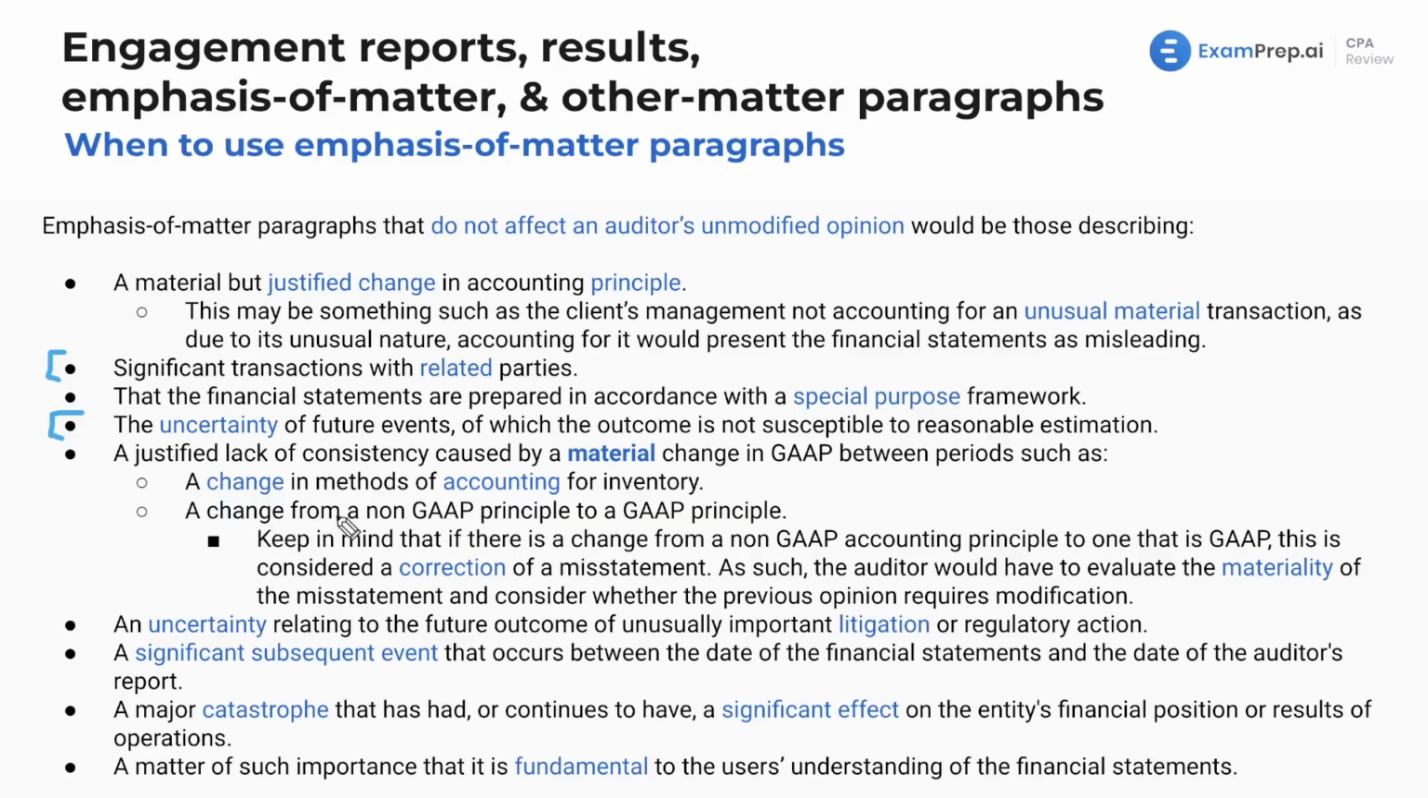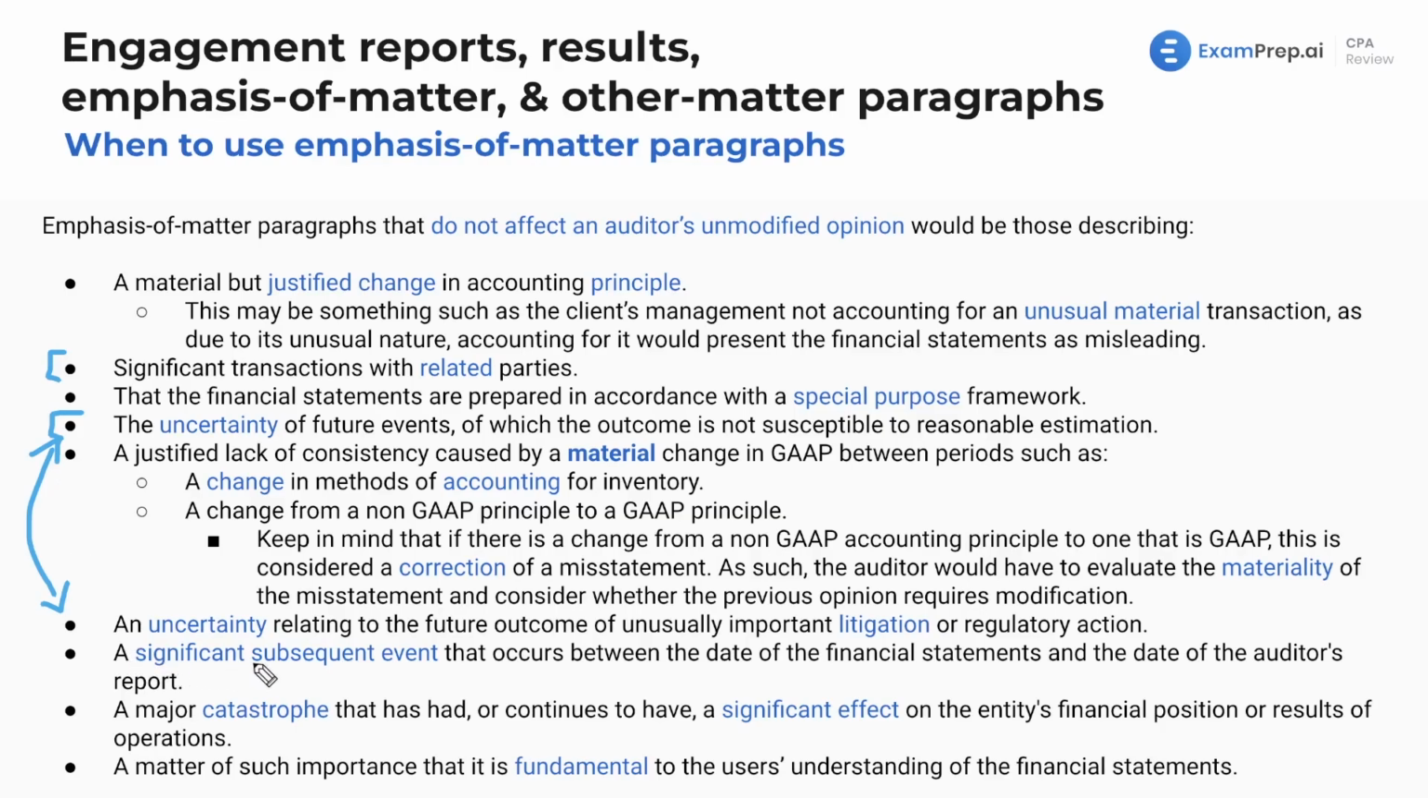And then also a change from a non-GAAP principle to a GAAP principle. Now keep in mind that if there is a change from a non-GAAP accounting principle to one that is GAAP, this is considered a correction of a misstatement. As such, the auditor would have to evaluate the materiality of the misstatement and consider whether the previous opinion requires modification. Next, we have an uncertainty relating to the future outcome of unusually important litigation or regulatory action, kind of similar here. This is more talking about lawsuits, whereas this is talking more so about possible uncollectability of accounts receivable. That would be one example.